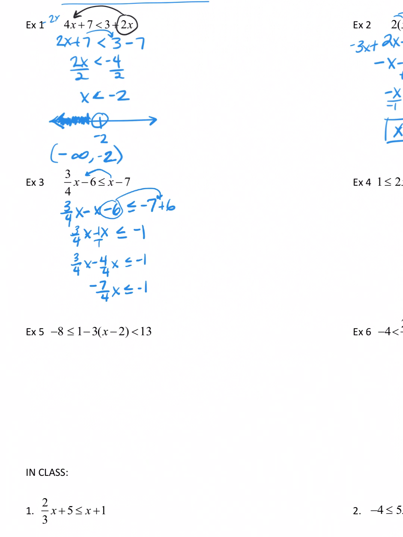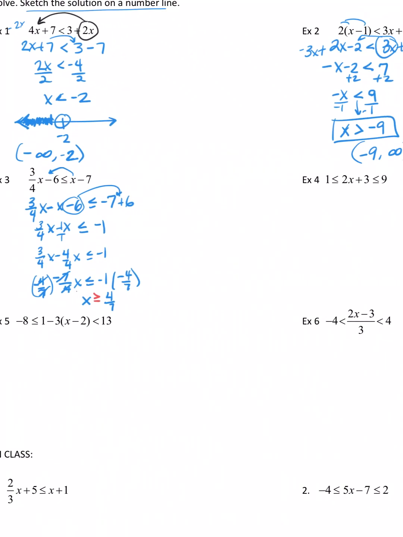What the heck do I do now? Well, now I want to get rid of my fraction. So I want to multiply by its reciprocal. But I've got to do it to both sides. The reason I did that is so these will cancel out, and I'll be left with x. But because I multiply by a negative, I have to remember to switch my inequality. All right, and then multiply over here, I'll have positive 4/7. So x is greater than or equal to 4/7.